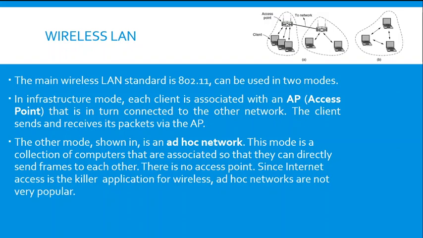And the other mode is the ad hoc network. This mode is a collection of computers that are associated so that they can directly send frames to each other. There is no access point, since Internet access is the killer application for wireless. Ad hoc networks are not very popular. That's why we don't have any access point, and of course it is way faster, this ad hoc. We should use this even more, but I think the military is trying to confiscate some of it, but we don't want to talk about it.